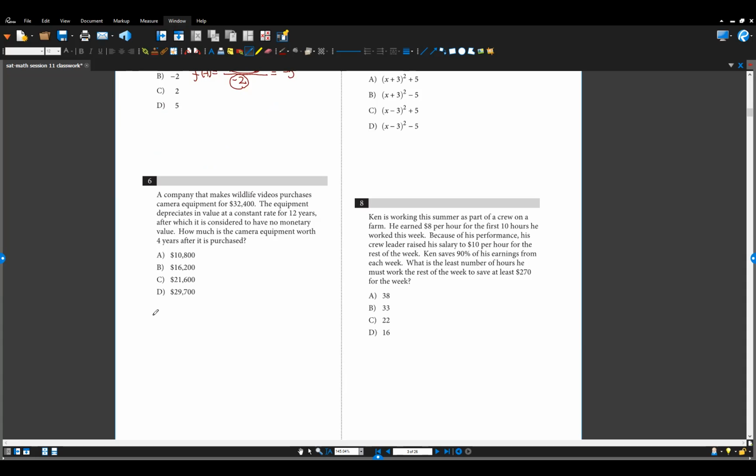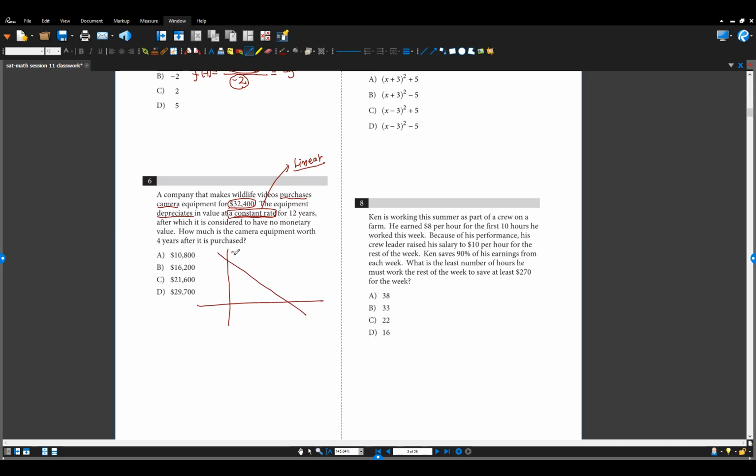A company that makes wildlife videos purchased a camera, which has a value of $32,400. That equipment depreciates, so the value goes down at a constant rate. This constant rate is some number, right? That is linear. It means linear, since they said constant, for 12 years, after which it is considered to have no monetary value. There's no more, zero, nobody wants to buy it.